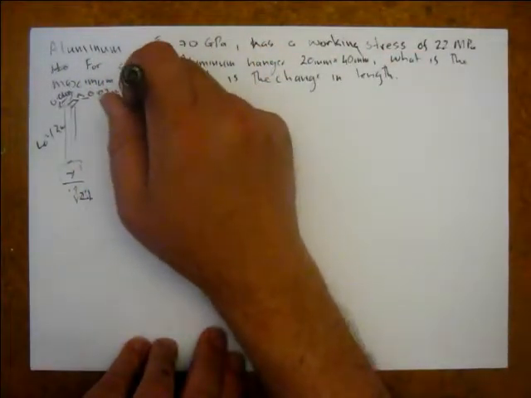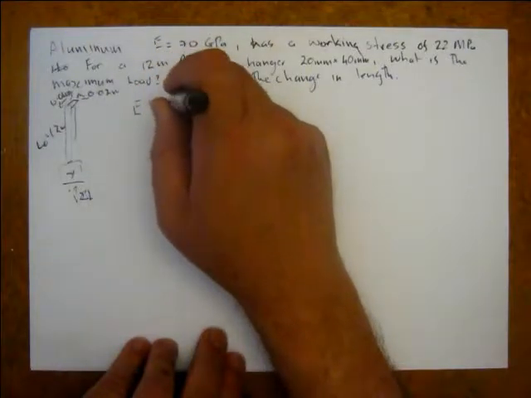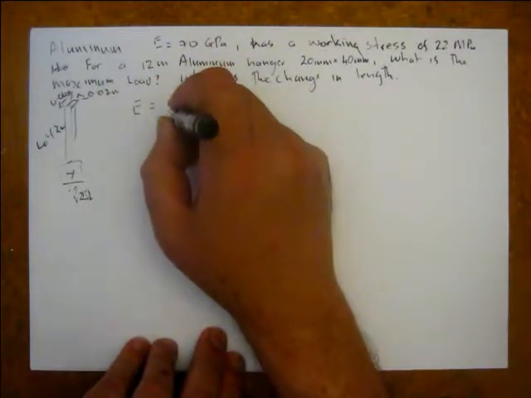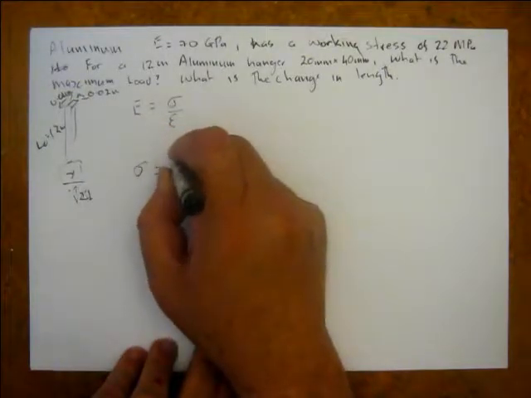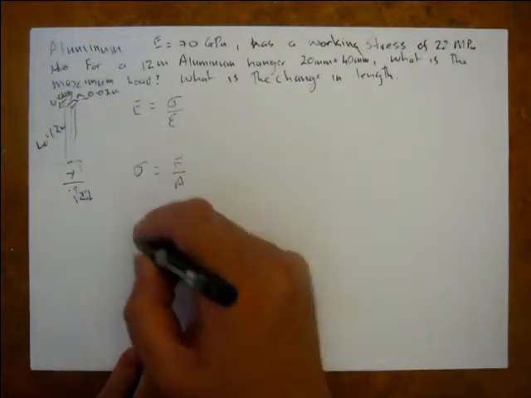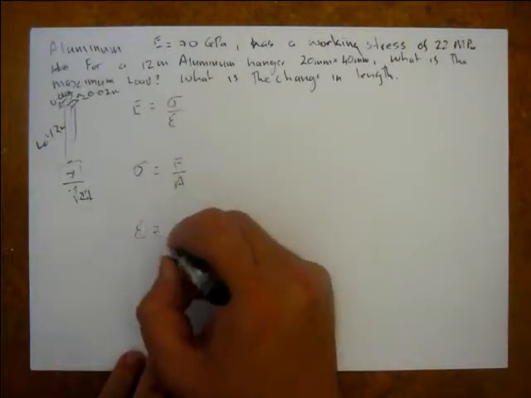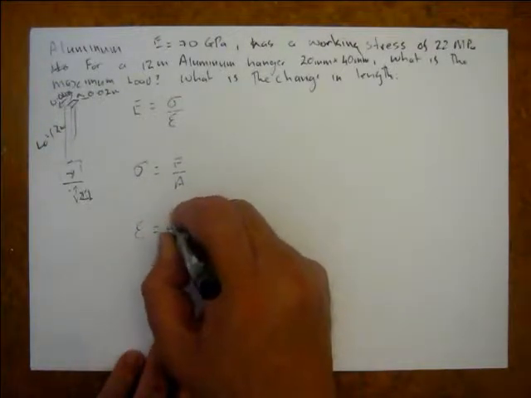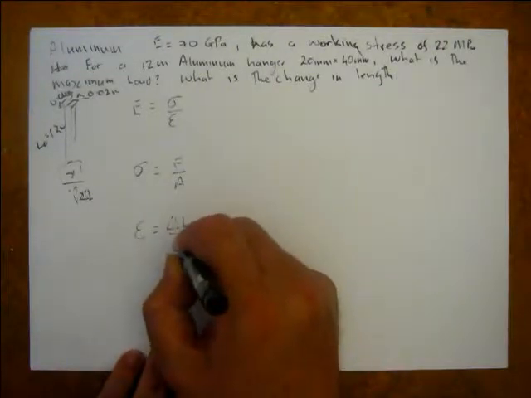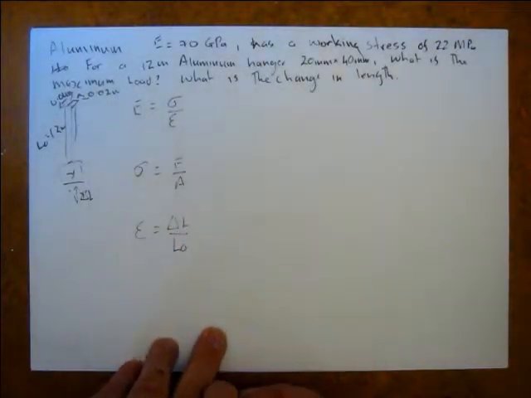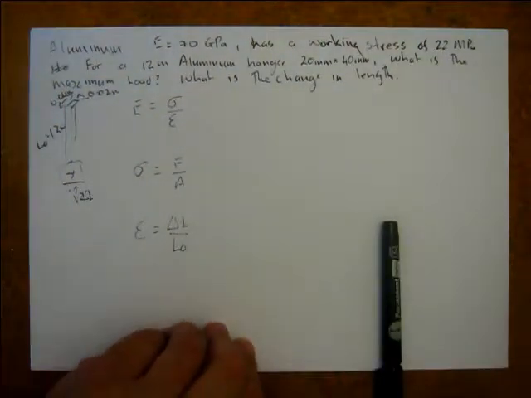So let's write down equations. We know E is equal to stress over strain. We know stress is equal to force over area, and we know strain is equal to change in length over the original length. So we're basically going to ask, what do we know and what can we work out?